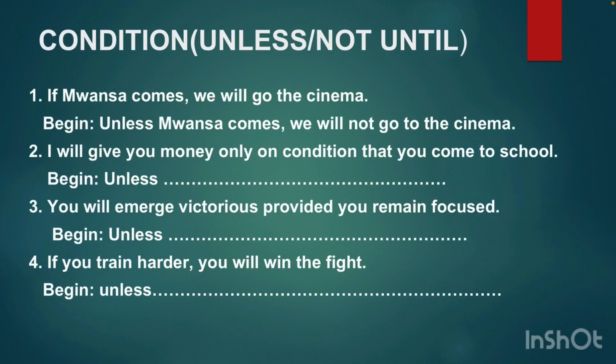Question 2. I will give you money only on condition that you come to school. So, unless you come to school, this means if this person comes to school, I will give him or her money. But what if he or she doesn't? Will I? No, I won't. Because the condition is coming to school. So if this person does not come to school, then I won't give him or her money.